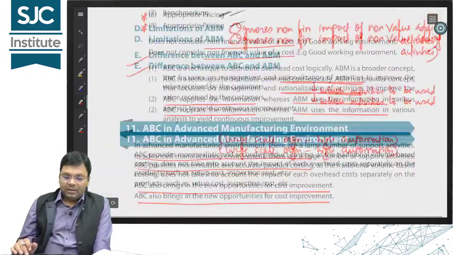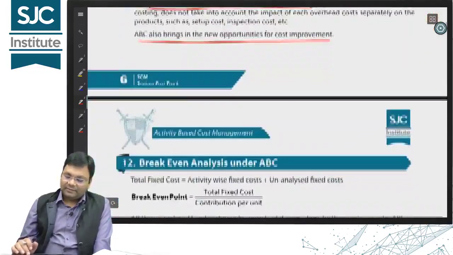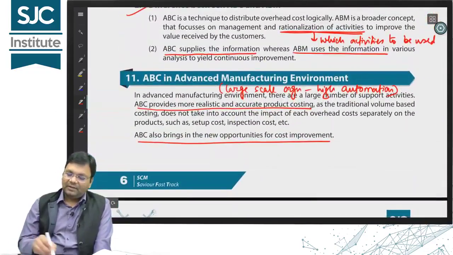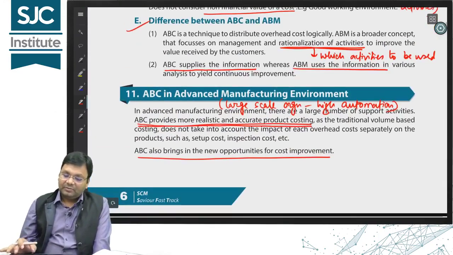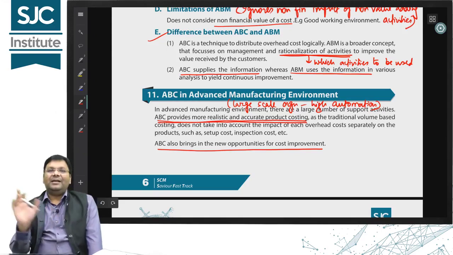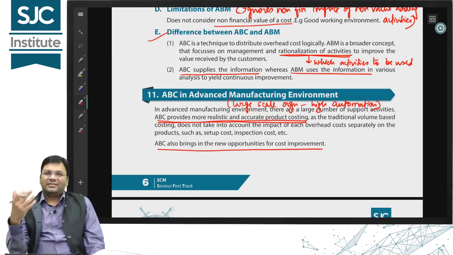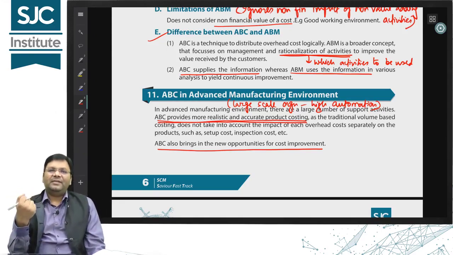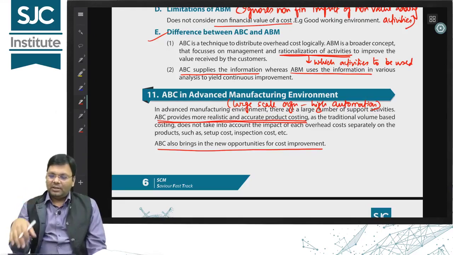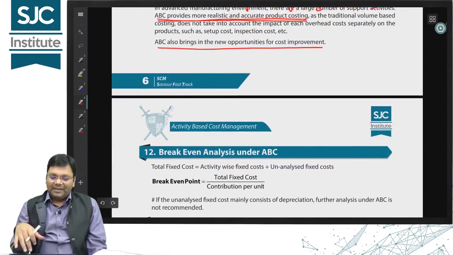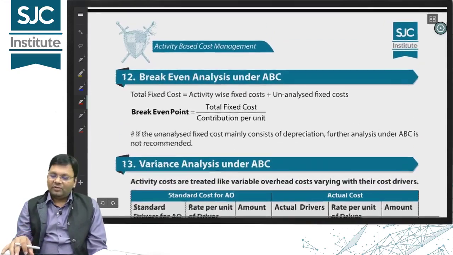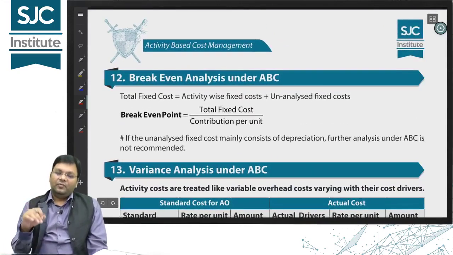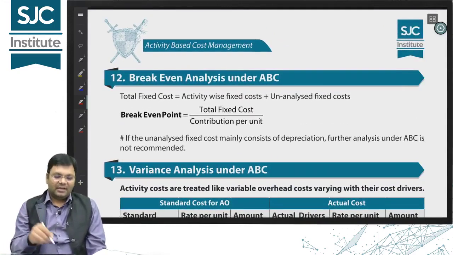So this is our point number 11. With this, the entire activity based costing discussion along with activity based management and budgeting gets over. I will take up one more small concept for today, which is break-even analysis under ABC.